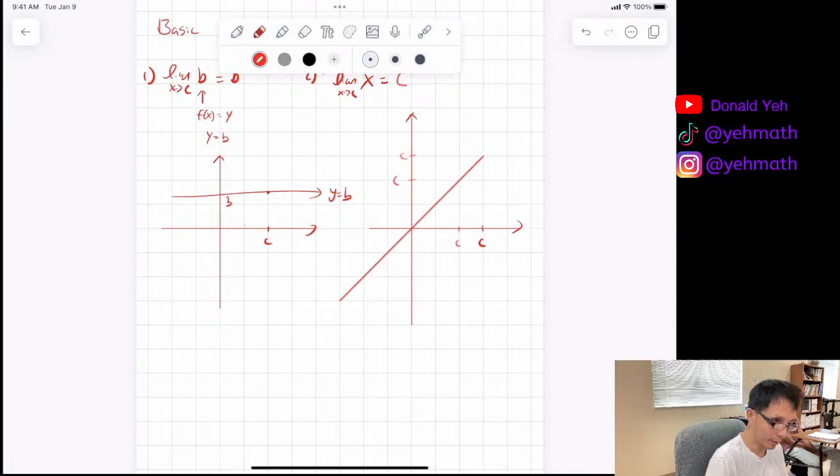Okay, and last one, 3. The limit as x approaches c of x to the n is equal to c to the n. Just plug in c into the x to the n. x to the n is a function, so you plug in. The first one you cannot plug in because the first one is a number. There's no variable for you to plug in. Okay.